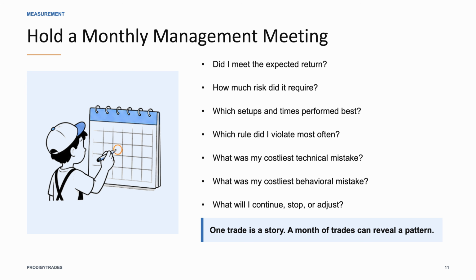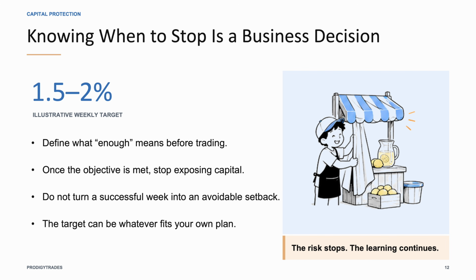One trade is a story, a month of trades can reveal a pattern. This also prevents me from redesigning the entire business after 2 losses. A valid loss is not automatically evidence that the model is broken. I want enough observations to separate a normal variance from a recurring weakness. A professional business also defines what enough looks like. You have to learn to be content with enough.